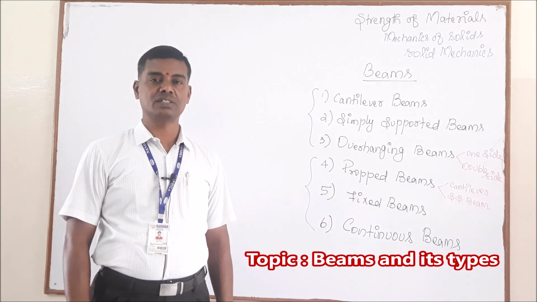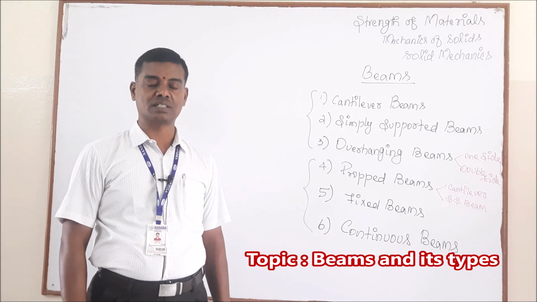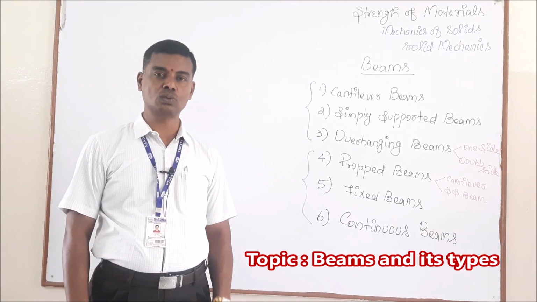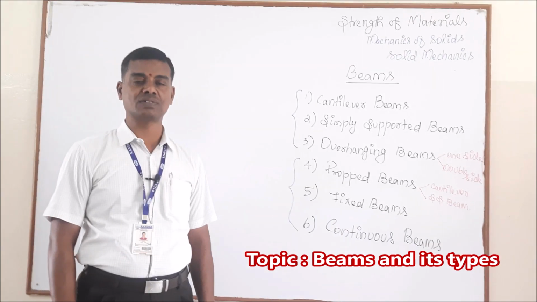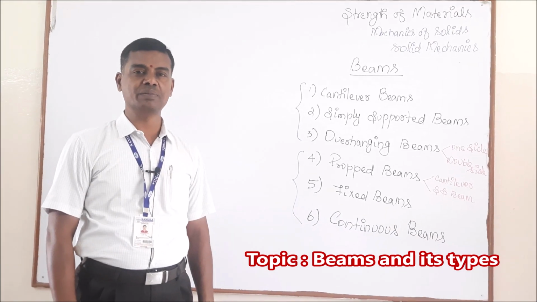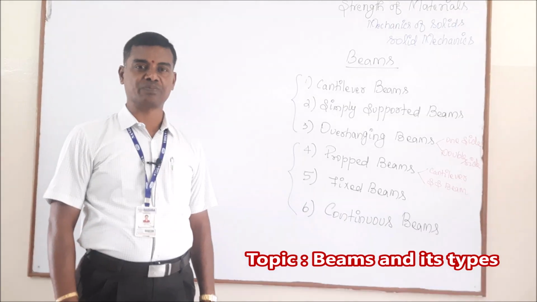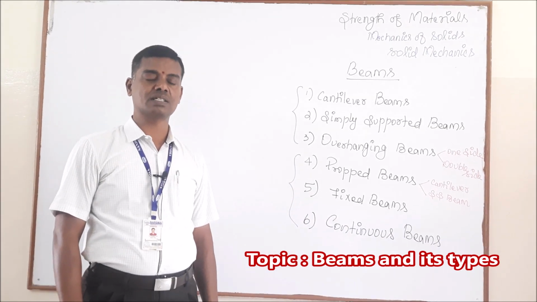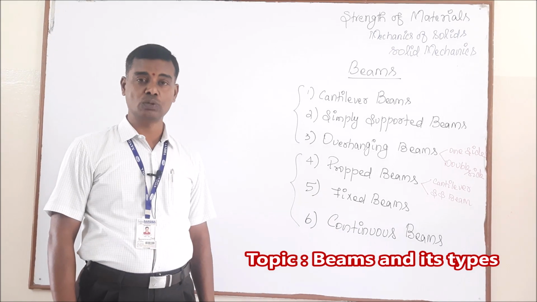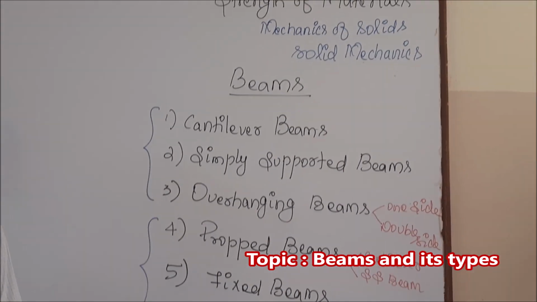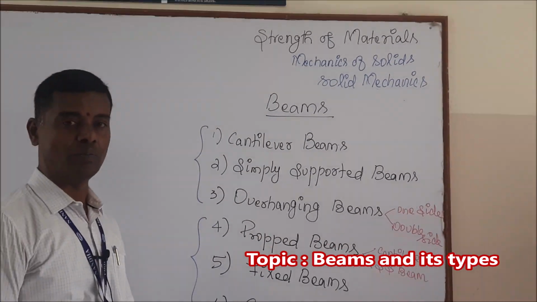In mechanical engineering, the subject name is called Strength of Materials, and in civil engineering we normally teach it under two courses, Mechanics of Solids 1 and 2, and in chemical engineering we name it Solid Mechanics. In Strength of Materials, one of the important units, otherwise called a module, is the beam. Today we discuss this important topic, the beam.